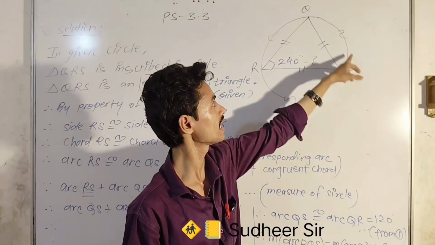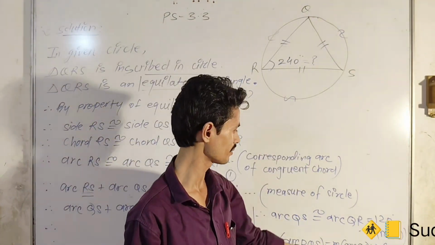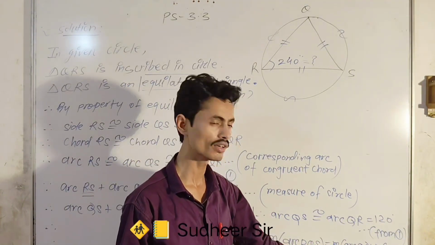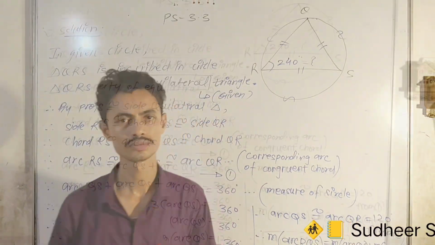And as we know that arc RQS is the addition of arc RQ and arc RS, so I have written over here 120, 120. And after adding that, you get our final answer. Okay, note down.